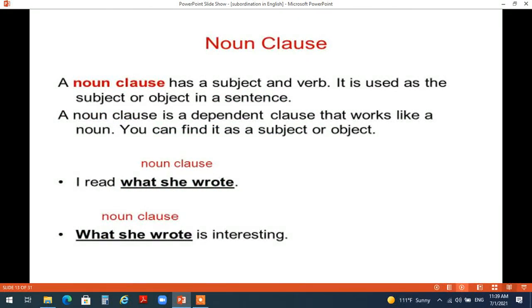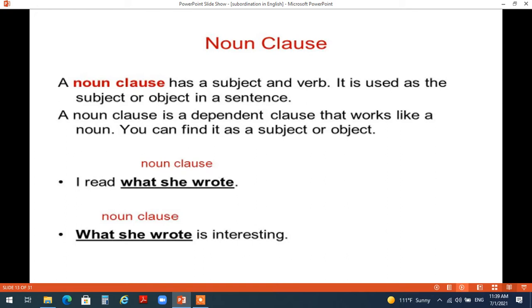We will start with the first type of subordinate clauses, which are called noun or nominal clauses. A noun clause has a subject and a verb. Of course, if you have a clause, this means that you have a subject and a verb. It is used as the subject or object in a sentence. عادة يستخدم الnominal clause في موقع، أما أن يكون موقع الفاعل أو موقع المفعول به في الجملة.